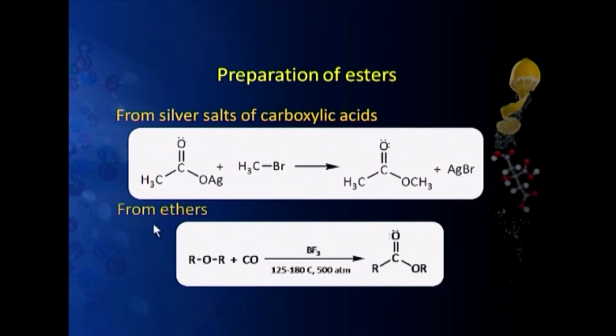Then ethers can also be converted into esters. This is not a very general reaction because it requires very drastic conditions, but industrially it is used. Ethers undergo condensation with carbon monoxide. Boron trifluoride is used as a catalyst. The temperature is generally between 125 to 180 degrees Celsius, but the pressure is very high, almost 500 atmospheres. Basically what has happened in this reaction is that one alkyl and one alkoxide group have added across the carbon of the carbon monoxide. So one R here, one OR here, and we get the ester molecule.